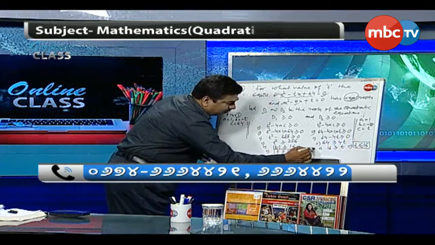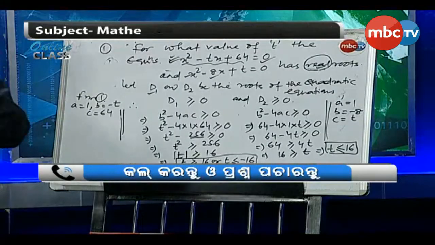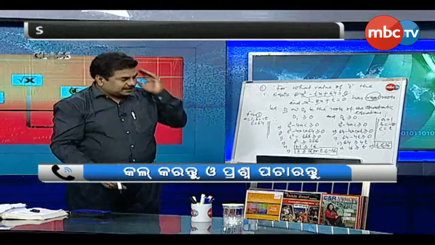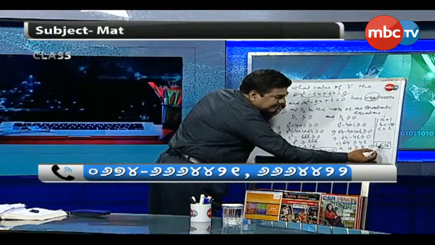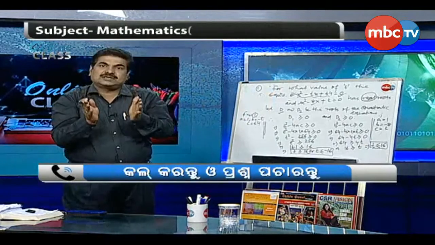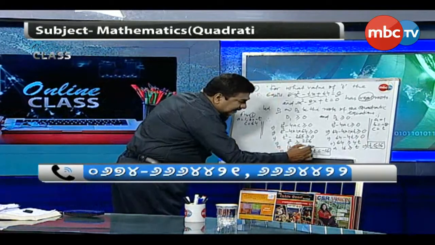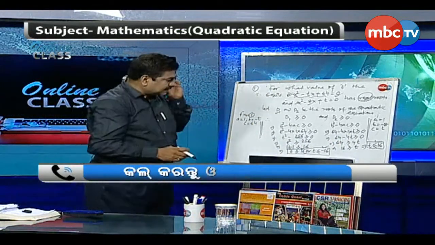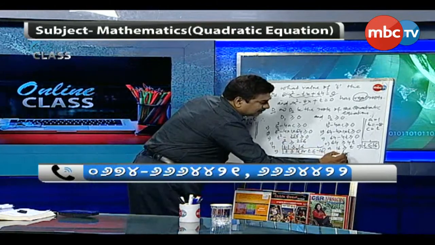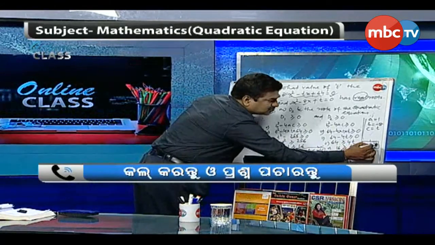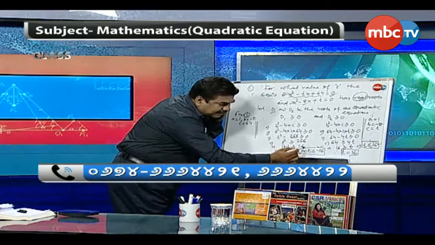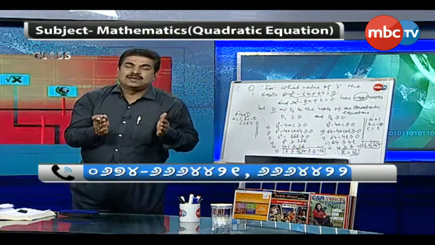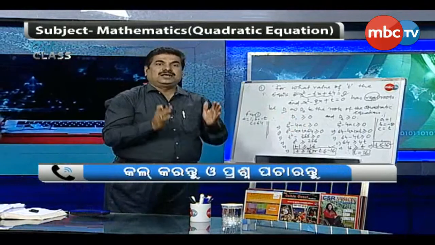Here you see, in the first case the value of t is greater than or equal to 16 or t is less than or equal to minus 16, but in the second case t is less than or equal to 16, dear. That means from these relations, which value is the common one? Here t equal to 16, here also t equal to 16, and here t is equal to minus 16. So the common value is t equal to 16.